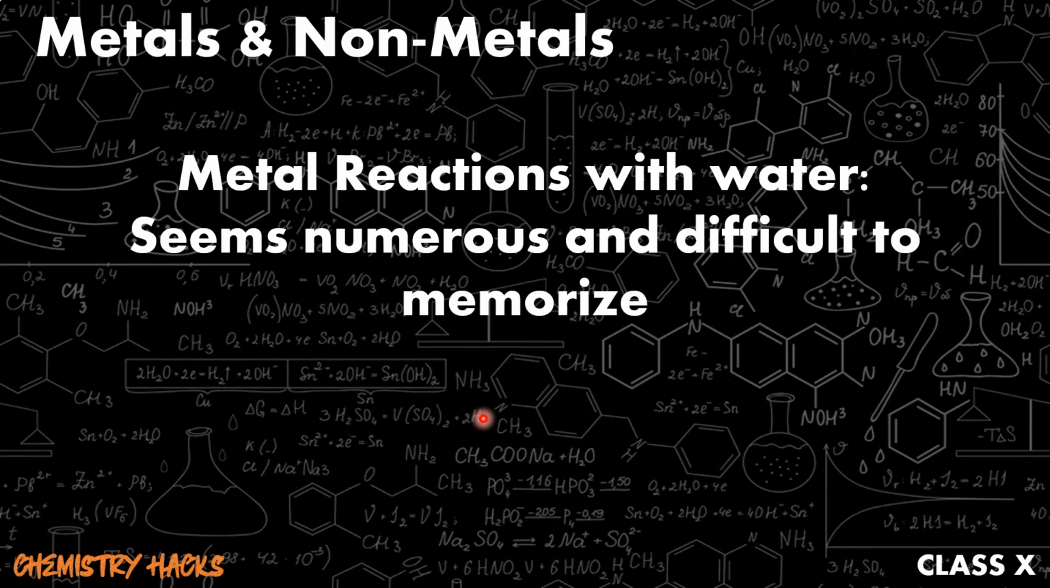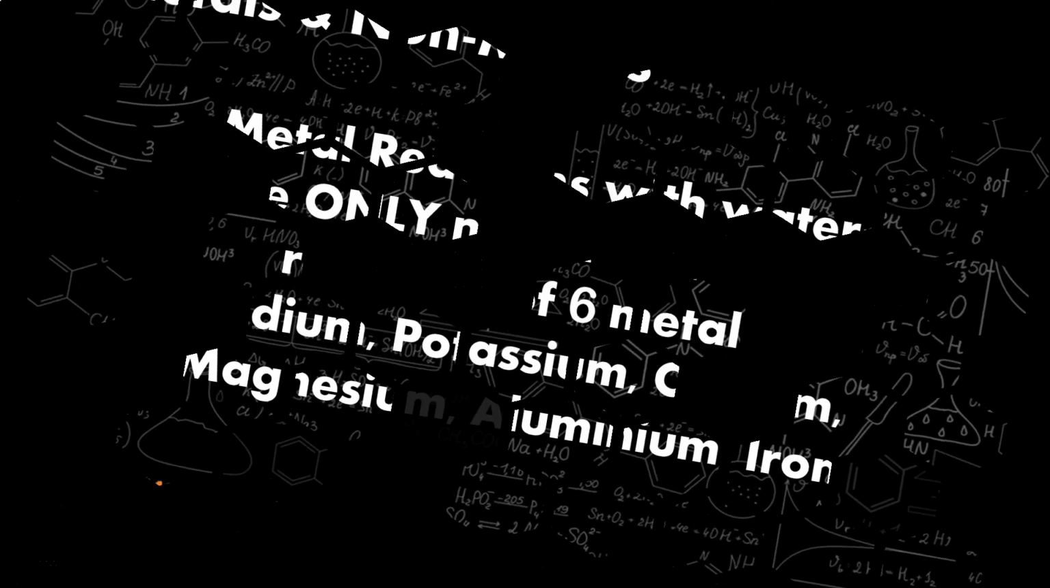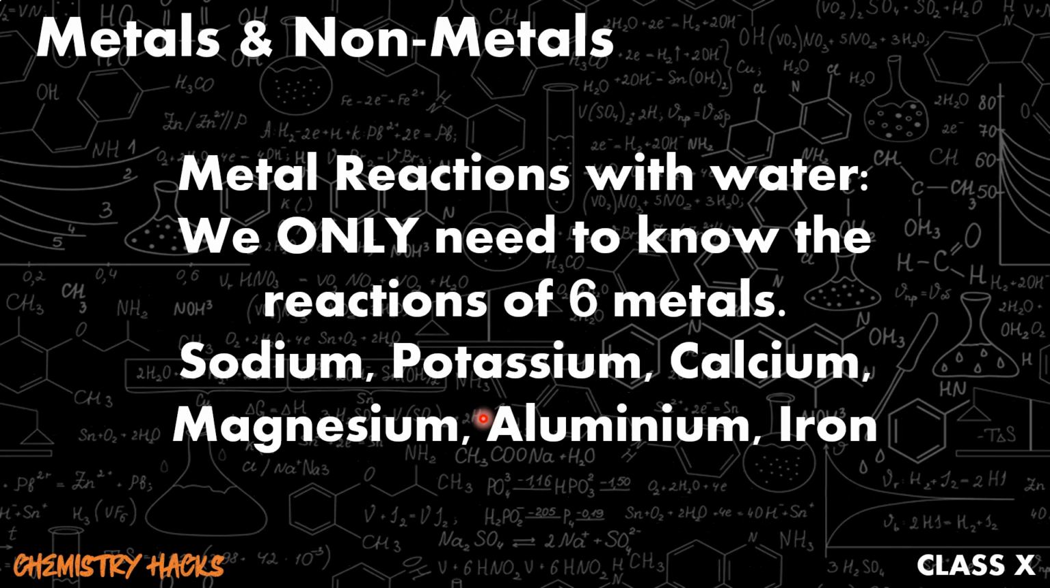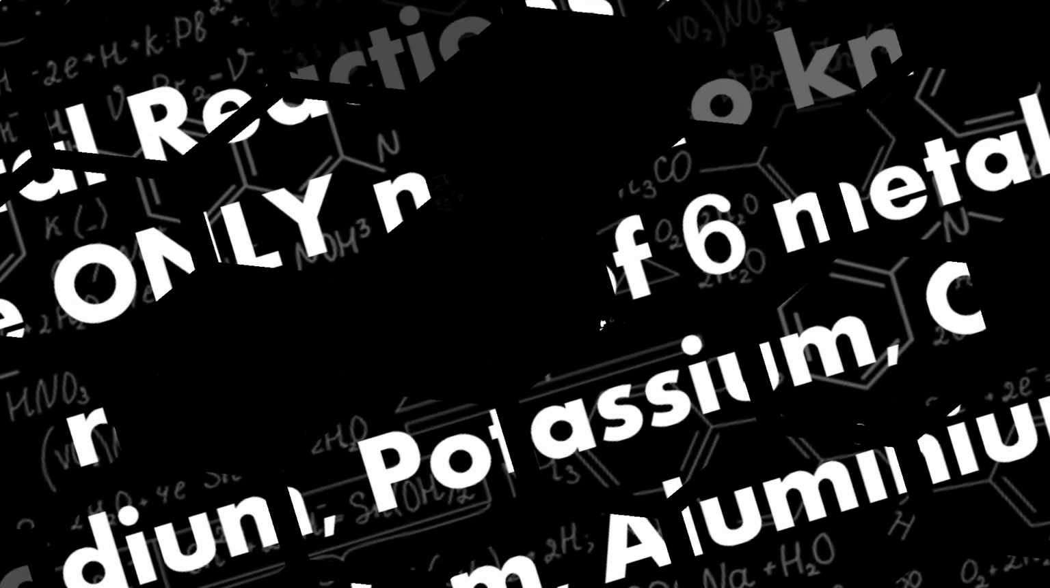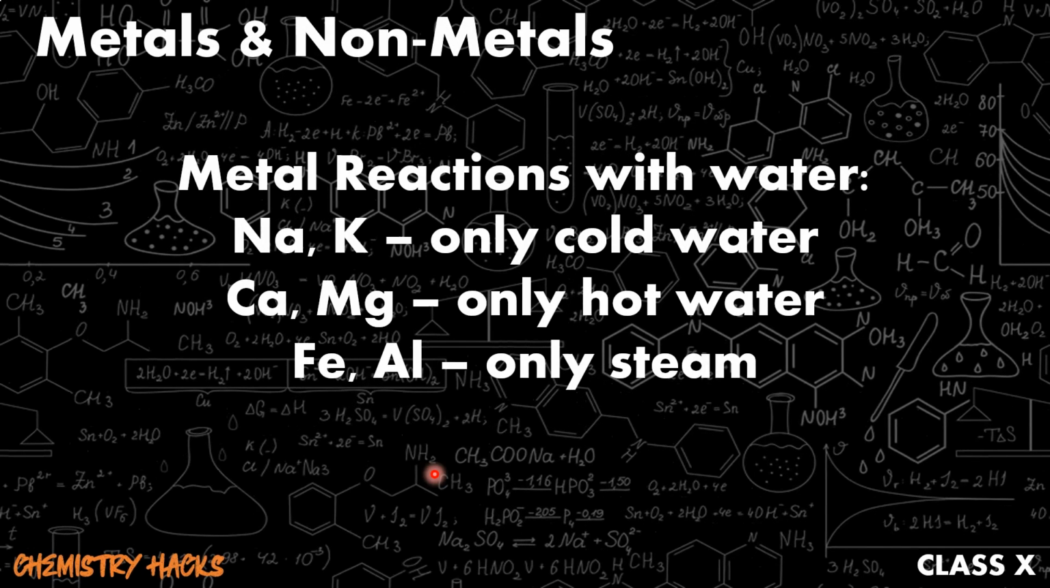Next, metal reactions with water. It seems numerous and difficult to memorize. Any metal reacts with water, so it will be a metal plus H2O. There are so many reactions, but in reality we only know the reactions of 6 metals with water: sodium, potassium, calcium, magnesium, aluminum, and iron. If you look at this closely, these are arranged in order of the reactivity series, and that is for a specific reason, because the reactivity of the metal impacts how it reacts with water.